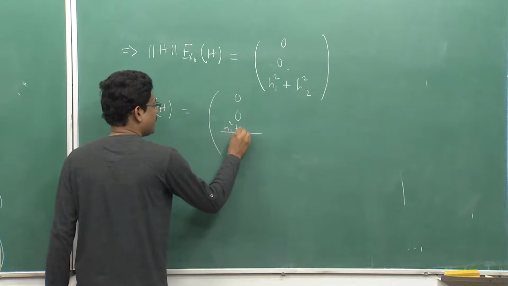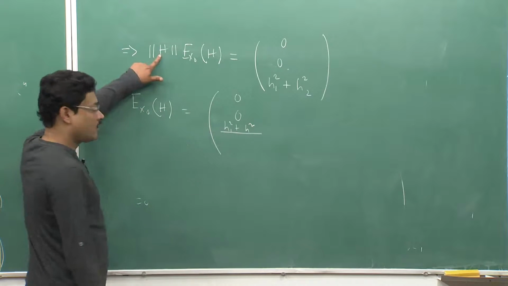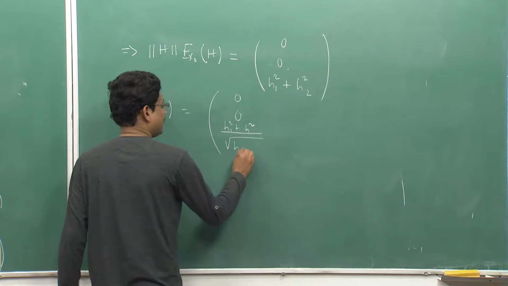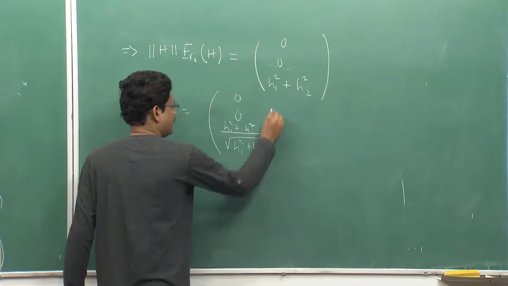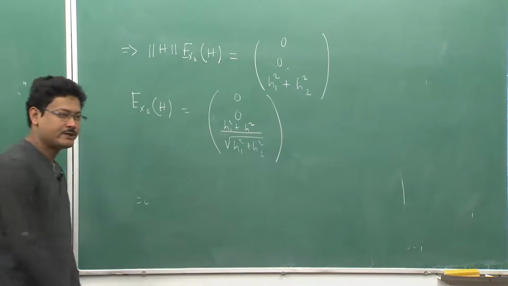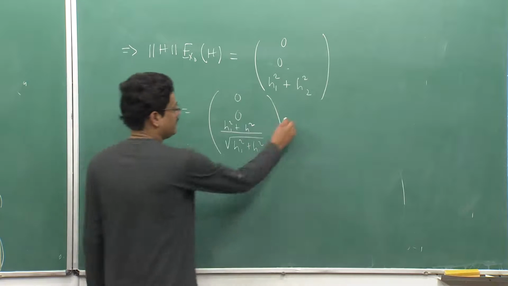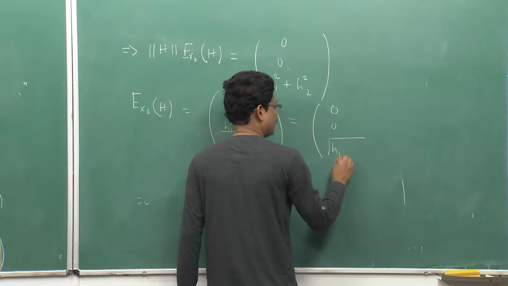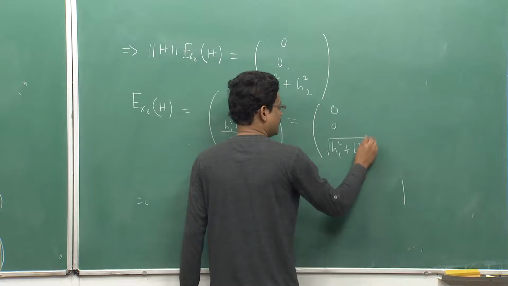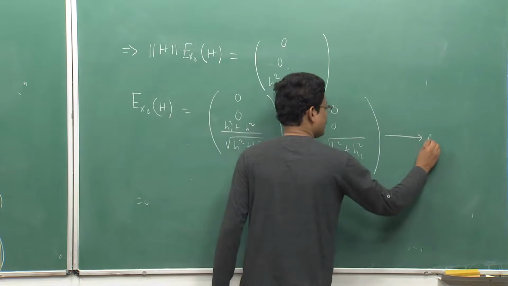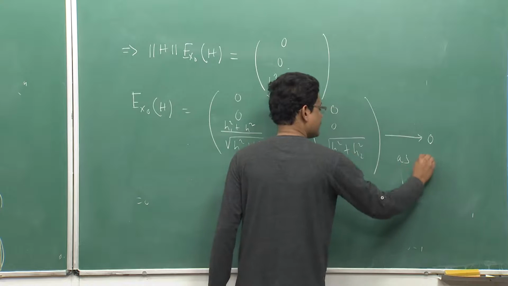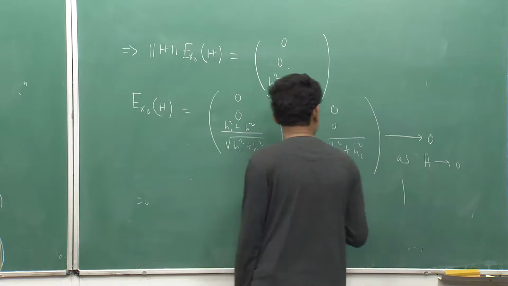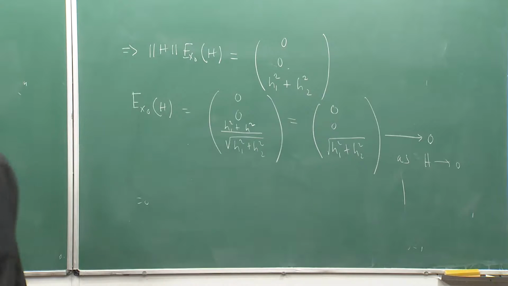h1 square plus h2 square divided by norm of h, but norm of h is this, which is 0, 0, root over this. Of course, this goes to 0 as h goes to 0, because h goes to 0 implies norm of h goes to 0. This is precisely this quantity.